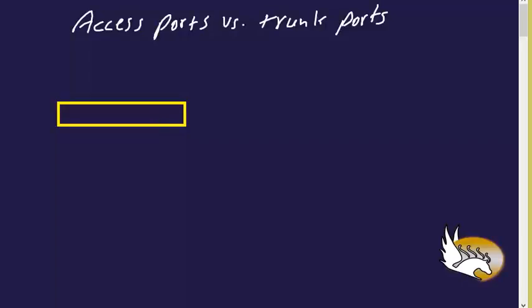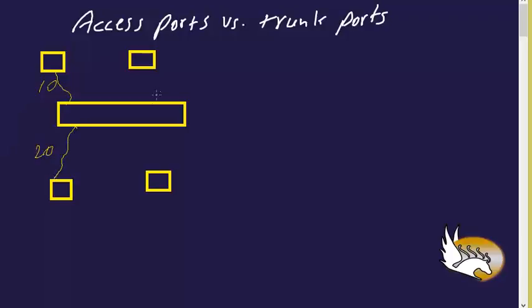In the previous section, I created a link between an end device, such as a computer, and a switch. Assuming that we have multiple computers connected to a switch, we can put the ports connecting to those computers in different VLANs. For example, this can go to VLAN 10, this can go to VLAN 20, this one again can go to VLAN 10, and this one can go to VLAN 20.